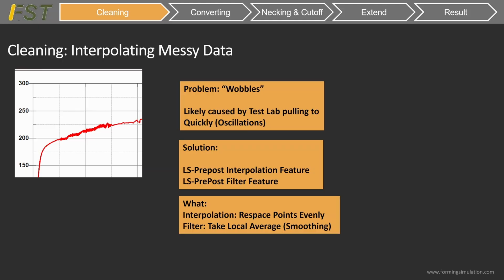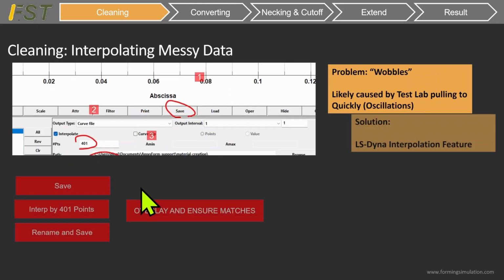And the way we're going to do that is using the LS Prepost interpolation feature and the LS Prepost filter feature. What interpolation does is it really respaces the points evenly, and that's necessary because to use LS Prepost filter, which takes the local average and sort of smooths it, the points need to be evenly spread. So really using a combination of these two features, we're going to smooth this curve out and ensure that we have a curve that's more physical and that we can put into LS-DYNA.